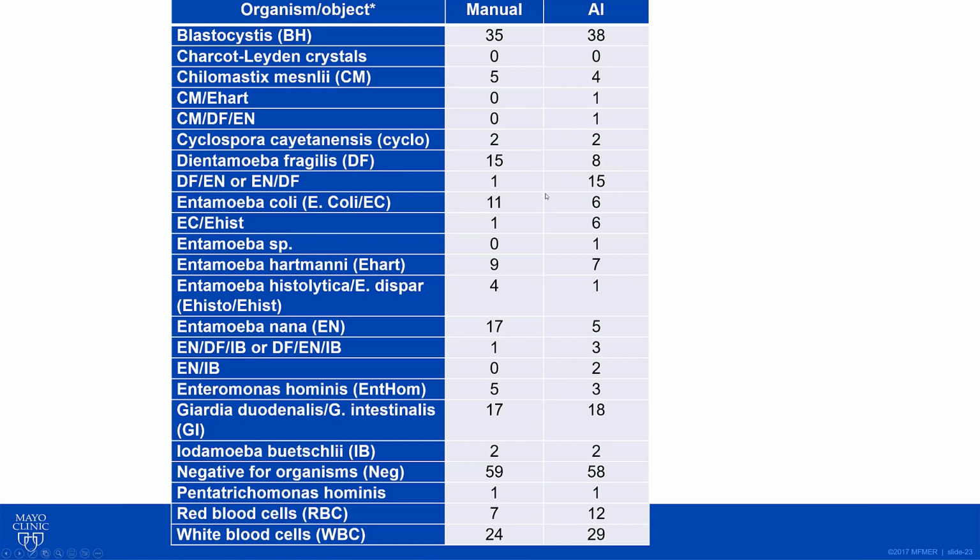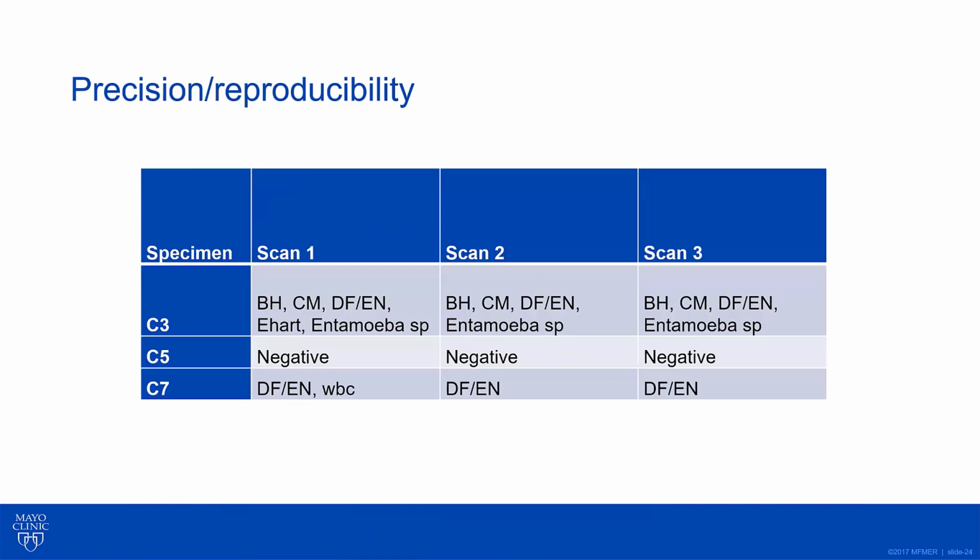So all in all, each parasite ended up being equally detected by both manual and AI. And so we felt very confident in the AI's ability to detect all parasite classes. Again, though, what's most important is AI's ability to detect parasites in general so that positive slides can then be pulled for manual review while negative slides could be very quickly excluded.